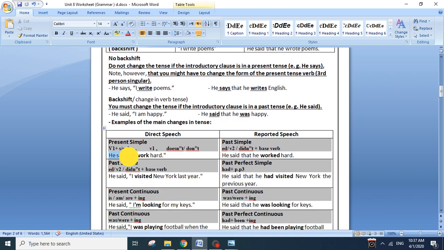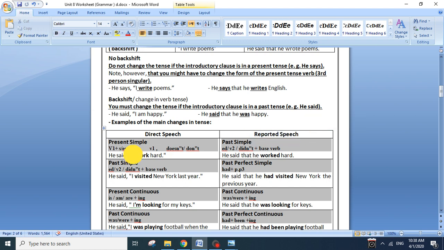Let's start with the first one. He said, "I work hard." You have to change. Here you have to add that. He said that. Remove the quotation mark. Here we are learning how to change from direct speech into indirect speech.